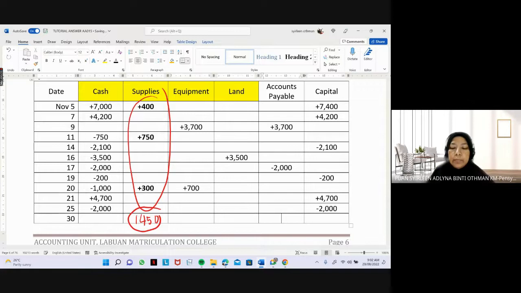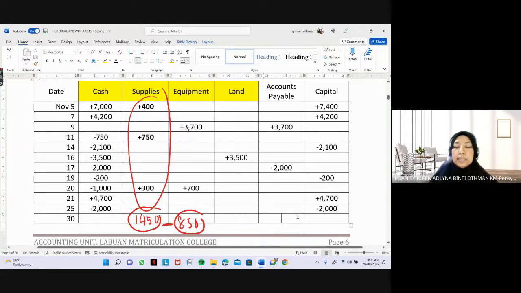Tetapi towards the end of the month, sebab supplies ni kita pakai one off, you pakai and then habis, dikira sebagai expenses, dah digunakan. So bila you check balik you punya stock, your supplies cuma ada 600 saja. So that means ada yang telah digunakan. Betul? So out of 1450 ni, kalau tinggal 600 saja dekat tangan, that means kita dah guna 850. 850 ni kita dah tolak, dah guna. So bila kita dah tolak, that is actually your expenses and dia akan mengurangkan asset as well.